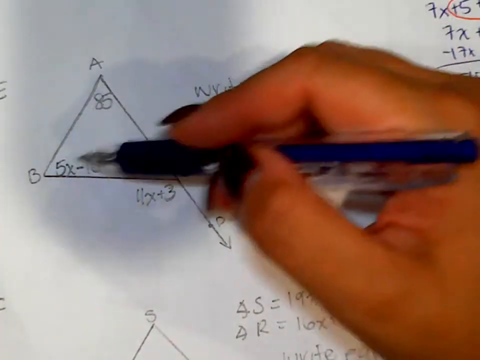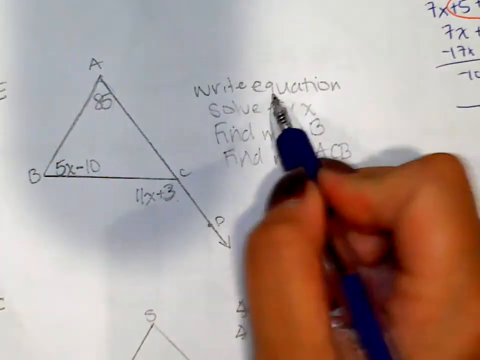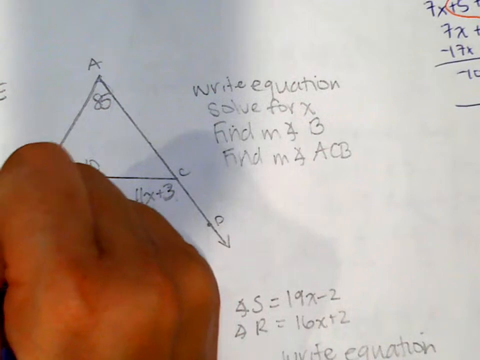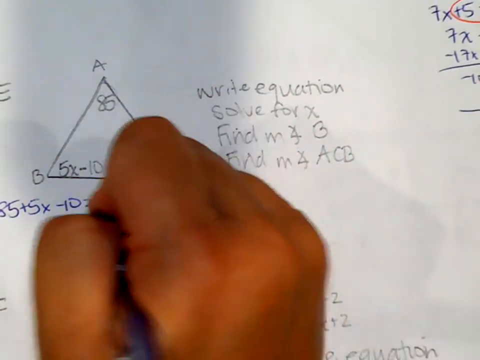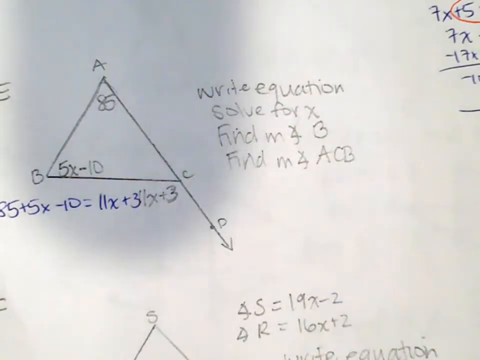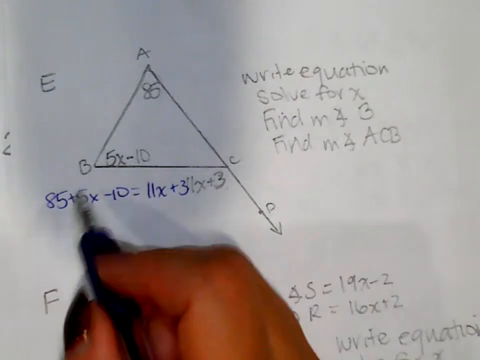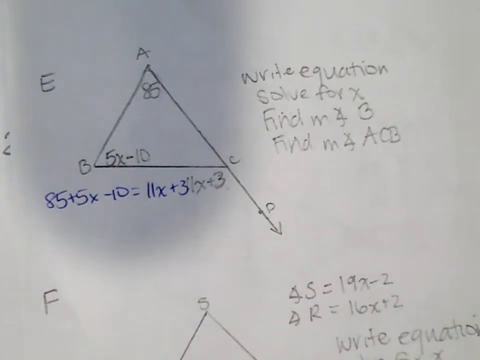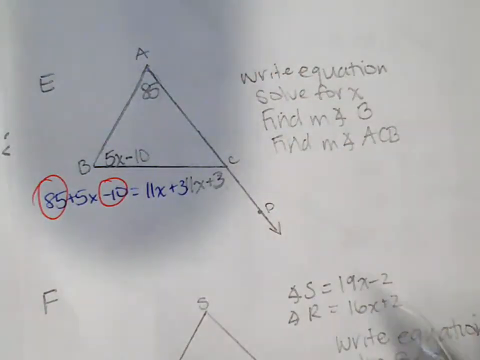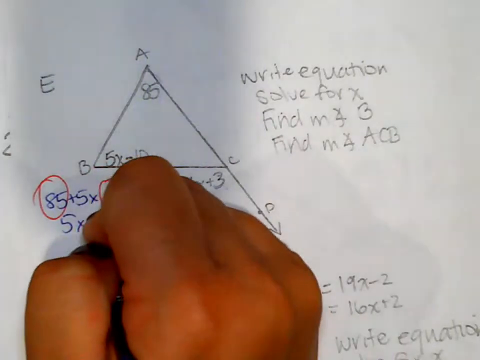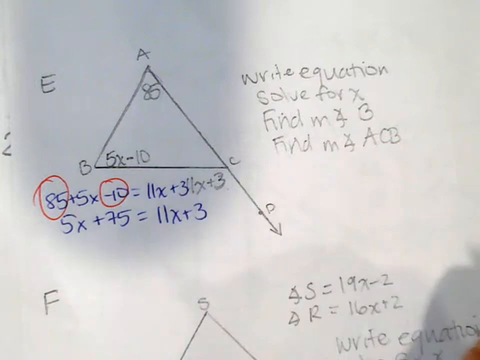Same idea. This guy plus this guy equal the one on the outside. So write the equation first: 85 plus 5x minus 10 equals 11x plus 3. Put it over this way so you guys can see a little bit. Combine like terms on this side. I've got 85 and negative 10, which is 5x plus 75 equals 11x plus 3.